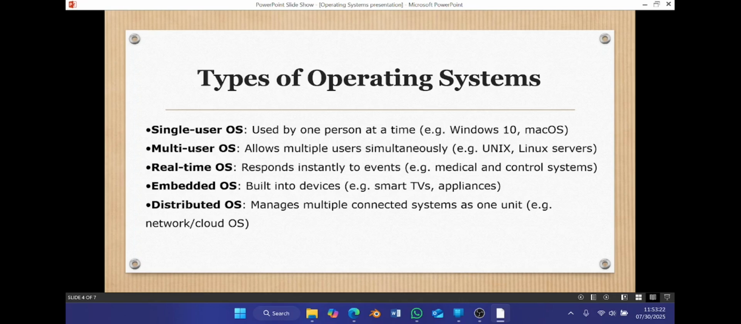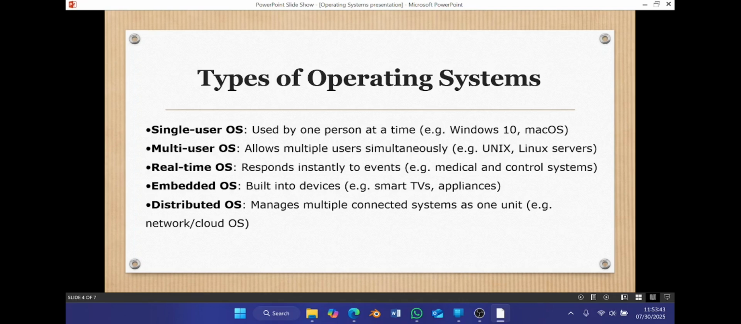Next on my list is the multi-user operating system. A multi-user operating system allows multiple users simultaneously, e.g. Unix, Linux, servers. The servers mostly are used by multiple users, so they use an operating system that supports that.